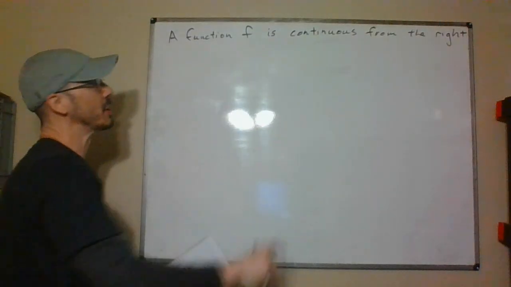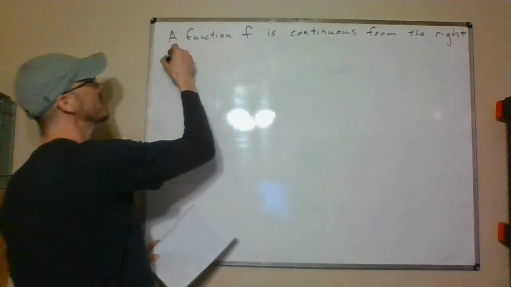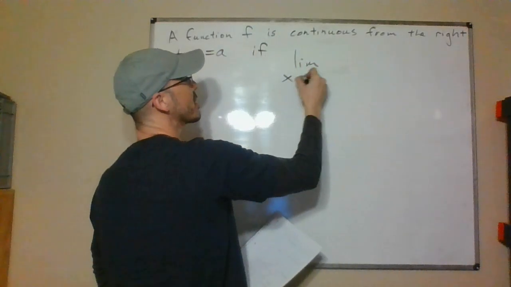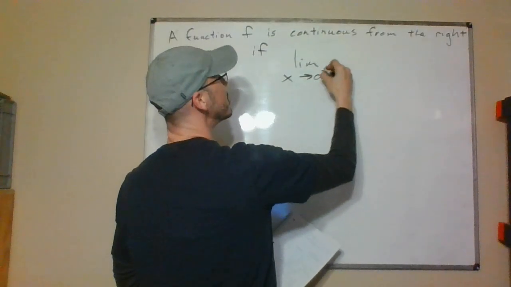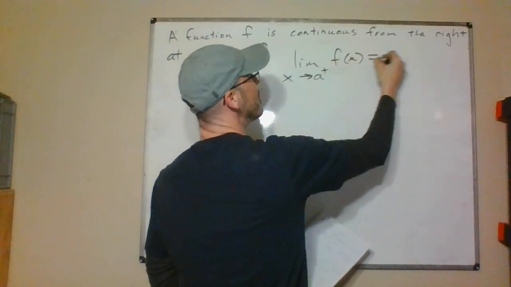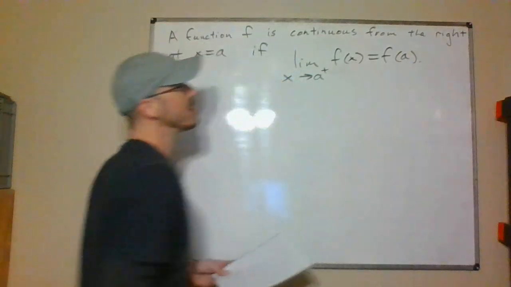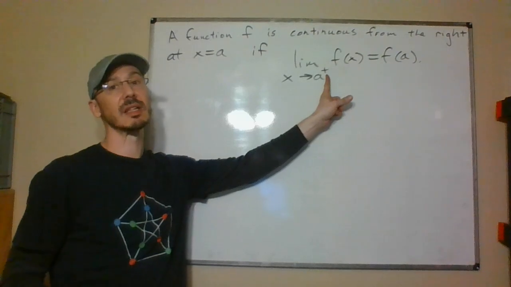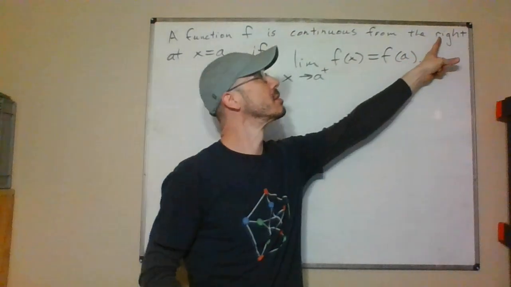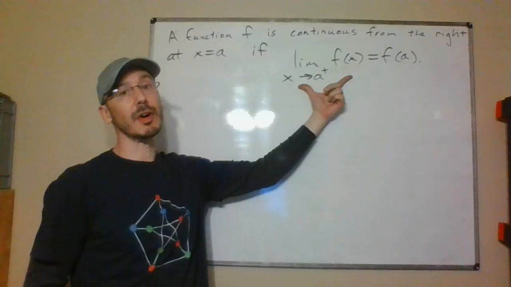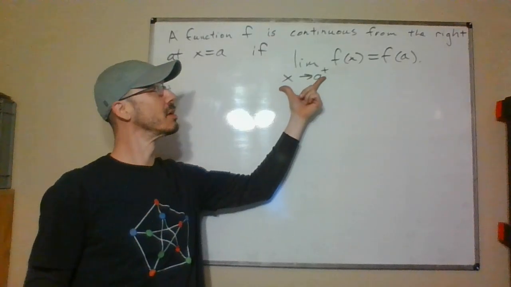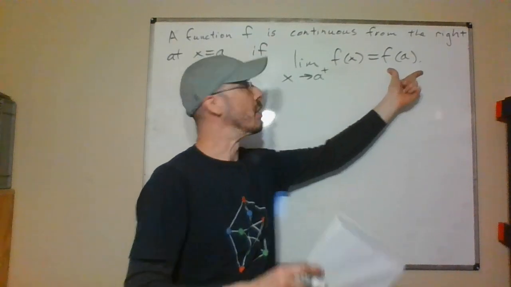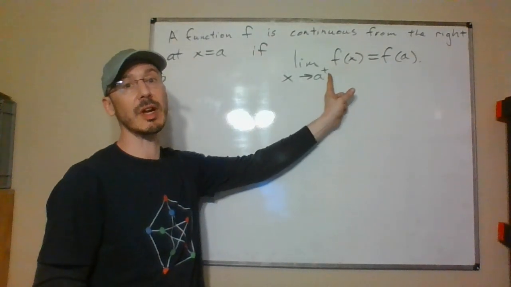Be a little bit more careful about this. A function f is continuous from the right at x equals a if the limit as x goes to a from the right of f of x is equal to f of a. So that's almost the same as the definition of continuity, except that we're talking about a one-sided limit, in this case from the right. So the limit of the function as x approaches a is equal to the function value at a. Again, though, for this definition, just from the right-hand side, from the positive side.